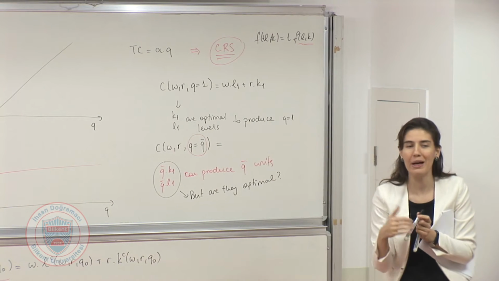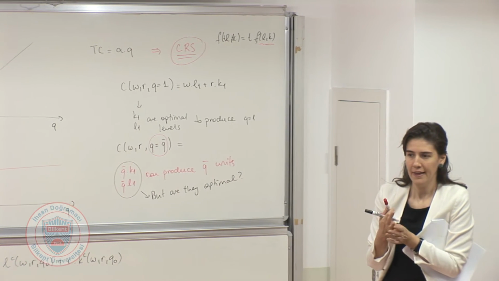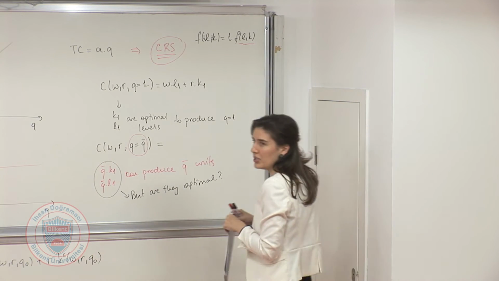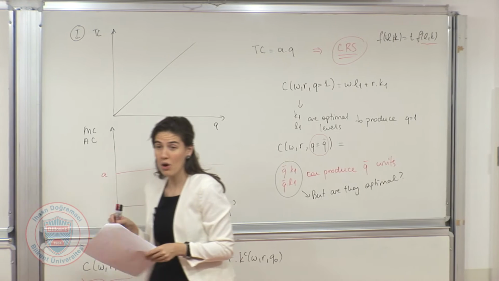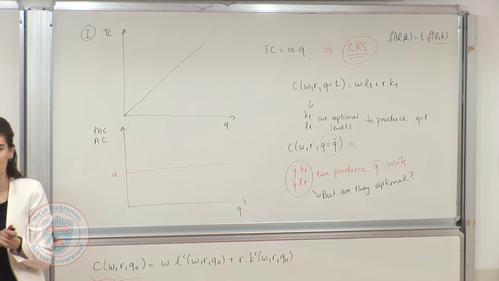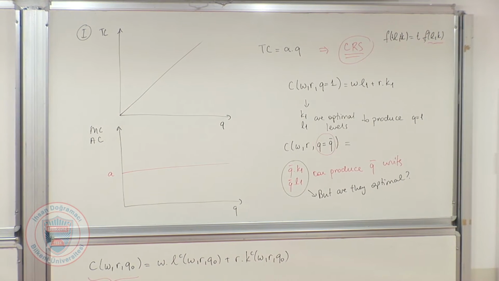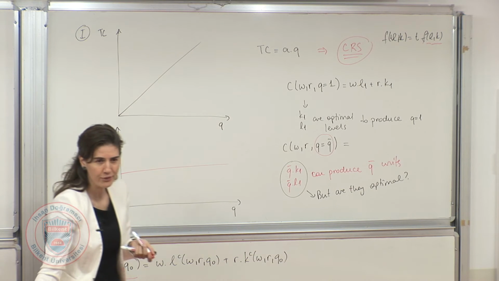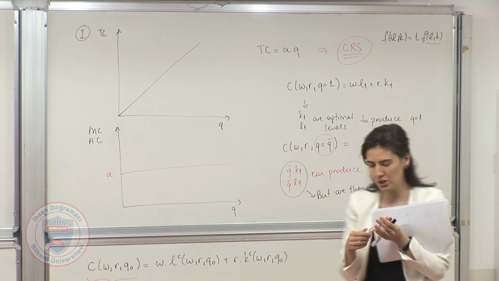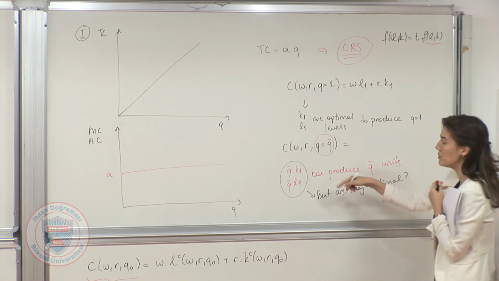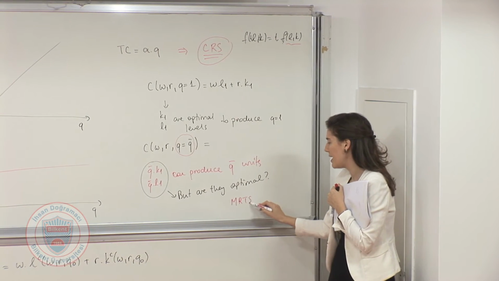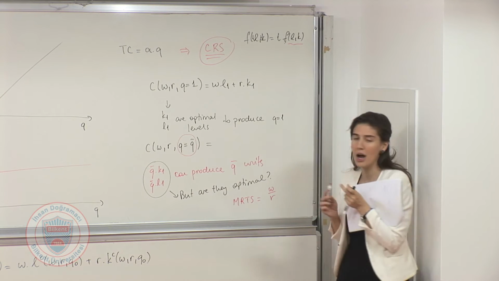Remember, what was the optimality condition? From here, you solve the problem, you get the optimality condition, which was? We said the marginal rate of technical substitution, right? So are they optimal? For them to be optimal, we need to have this. MRTS should be equal to wage over R, right?